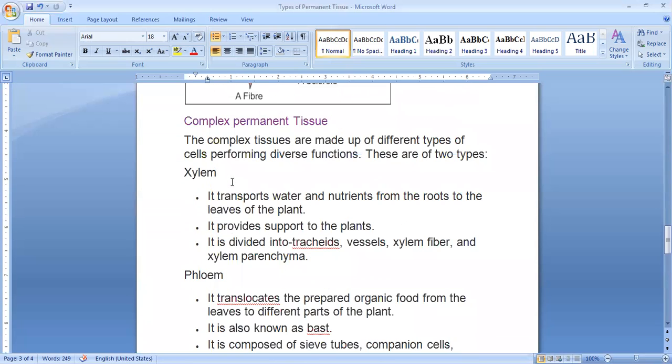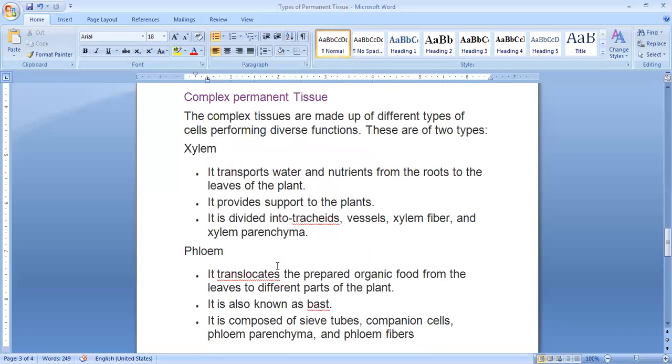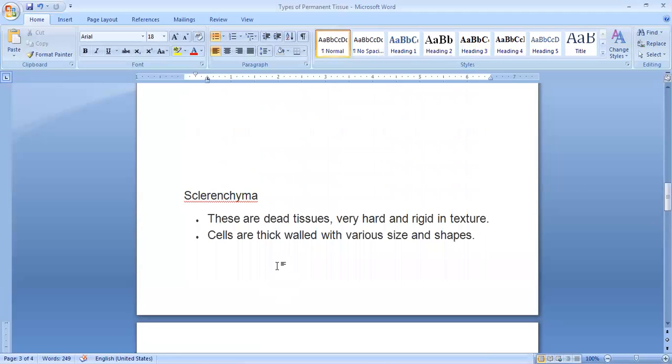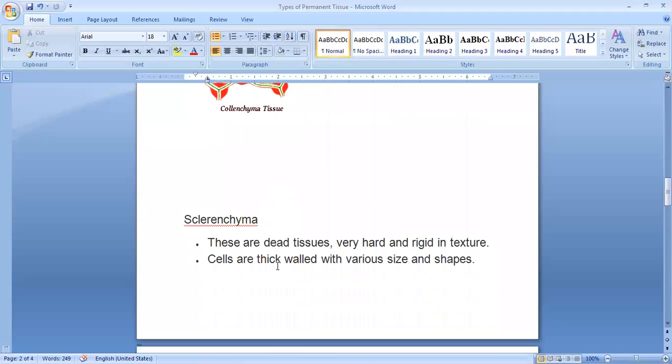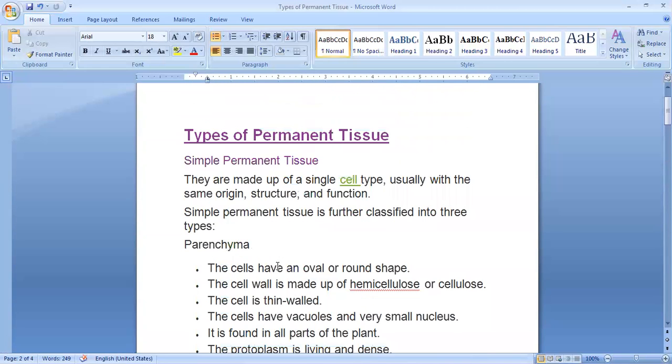Again, as we have seen, complex permanent tissue is made up of different types of cells. So it is also made up of 4 different types of cells, and the names of these cells are sieve tubes, companion cell, phloem parenchyma, and phloem fibers. These fibers are also known as phloem sclerenchyma. So we have finished simple permanent tissue. In that we have seen complex permanent tissue and simple permanent tissue. We have already finished the different types of permanent tissue.